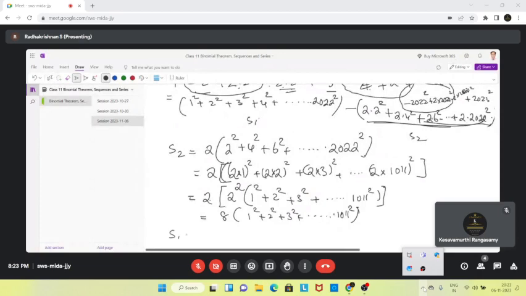2022 into 2 times, or n into n plus 1 into 2n plus 1. 2n is 4044, right? So 4045. N into n plus 1 into 2n plus 1 whole divided by 6 minus your S2, which is 8 into 1 square plus 2 square up to 1011 square, is n into n plus 1 into 2n plus 1.